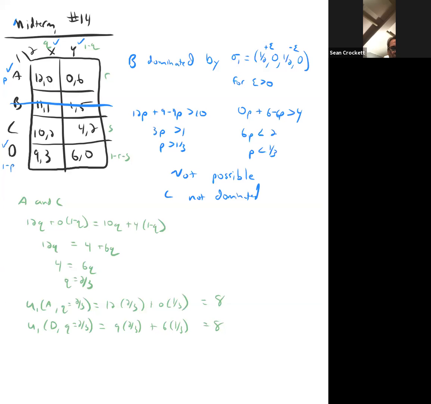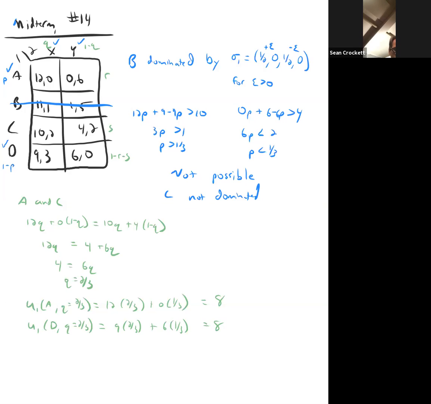And furthermore, if Q is going to be greater than 2/3, that means player 1 is going to like A the most, right? Because it's a 12 and a 0. And so that one's going to ramp up the fastest when Q increases above 2/3. So his best response is A when Q is greater than 2/3. And the best response is going to be D when Q is less than 2/3. And so only 2/3 will have player 1 willing to mix anything.